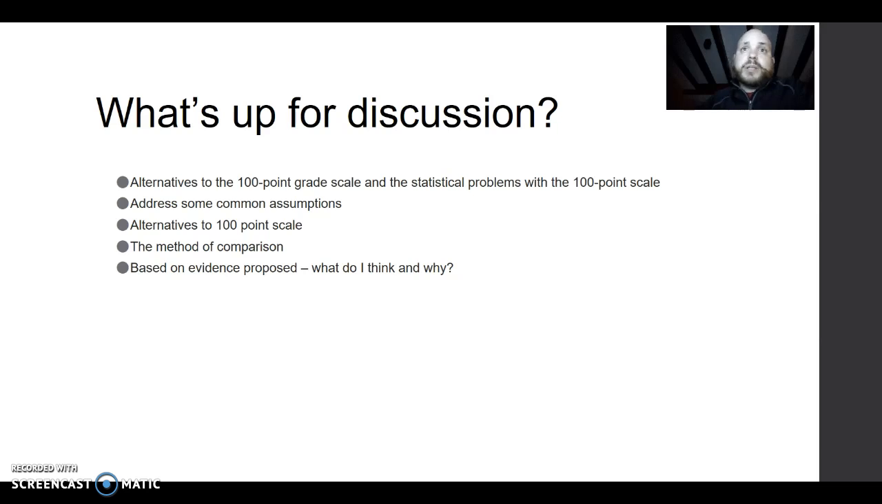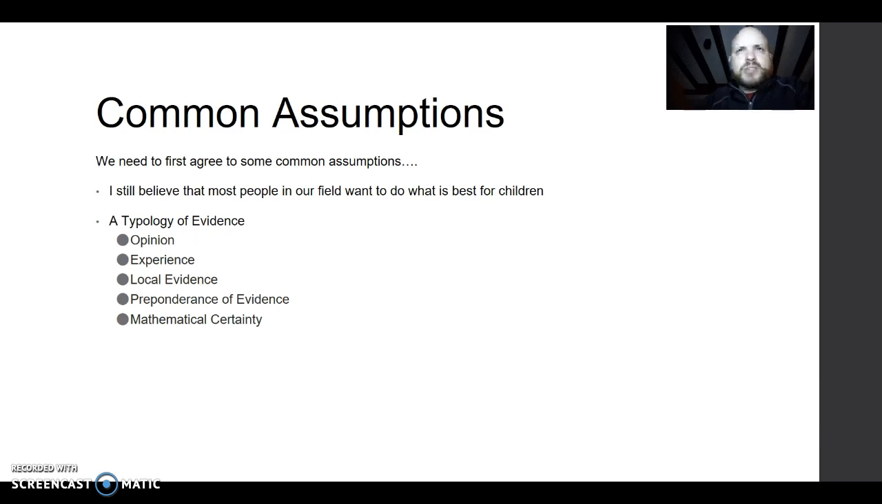What's up for discussion? I'm going to be discussing alternatives to the 100-point scale. I'm going to address some common assumptions, some alternatives, and a method of comparison. Based on evidence proposed, what do I think? Common assumptions. Because I'm a law and order kind of guy, I need a scale to compare all these things to. So we're going to touch on a typology of evidence: opinion, experience, local evidence, preponderance of evidence, and mathematical certainty.